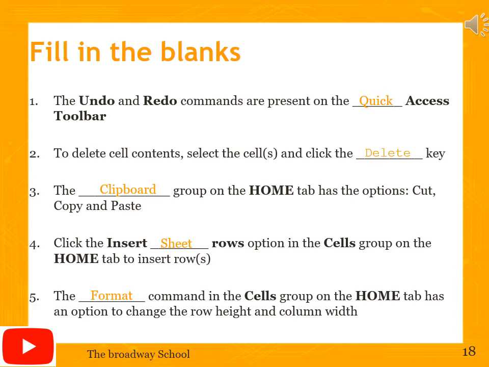Click the insert dash option in the Cells group on the Home tab to insert rows. Insert sheet rows option. The dash command in the Cells group on the Home tab has an option to change the row height and the column width. Format command.